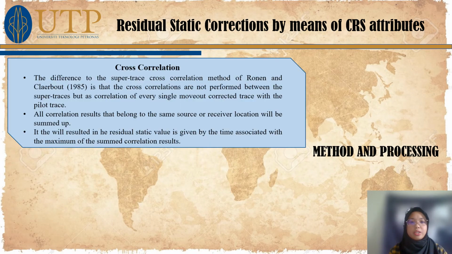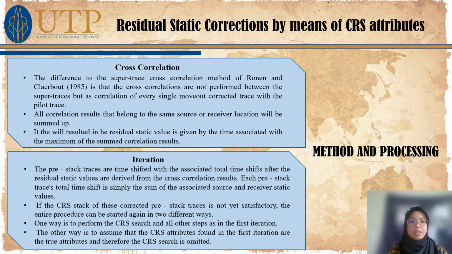So now let's proceed to the next method, which is the cross-correlations. The difference to the supertrace cross-correlation method of Ronen and Claerbout 1985 is that the cross-correlations are not performed between the supertraces but as correlations of every single move-out corrected trace with the pilot trace. All correlation results that belong to the same source or receiver location will be summed up. This results in the residual static value that is given by the time associated with the maximum of the sum correlation results.